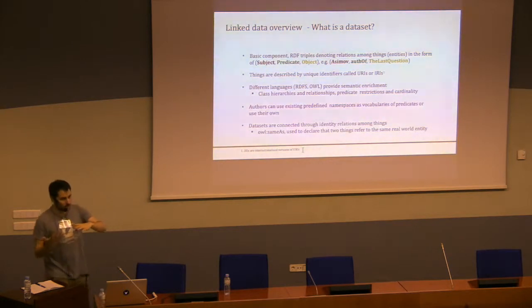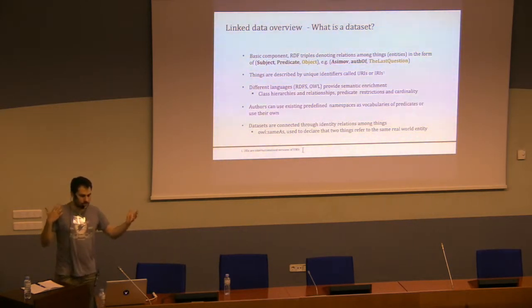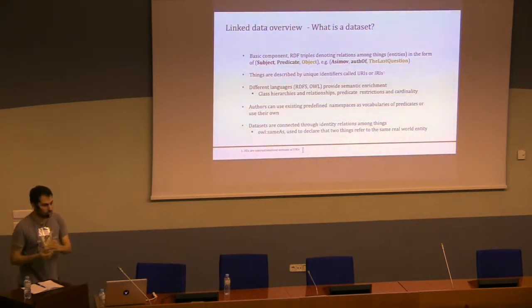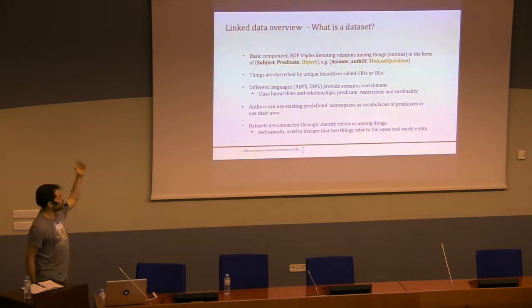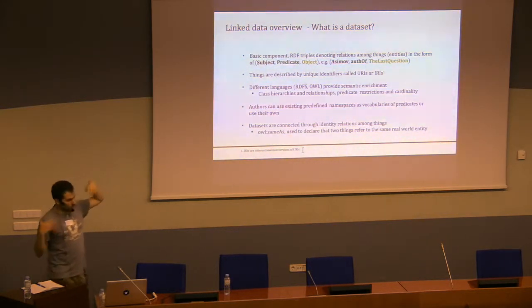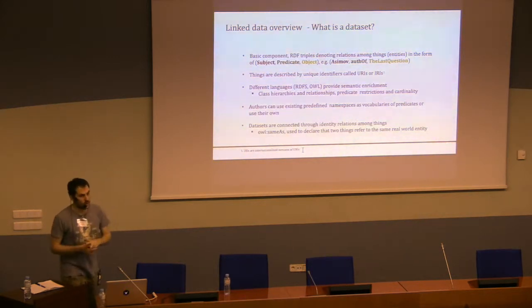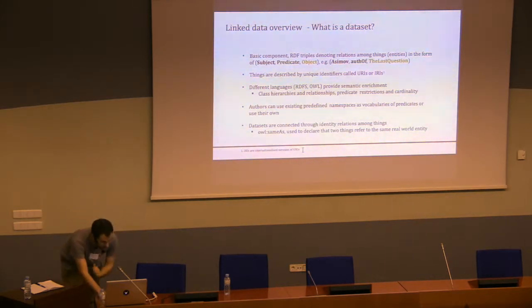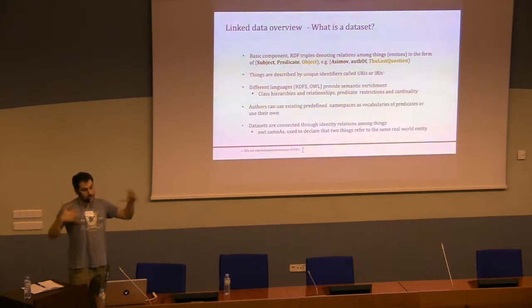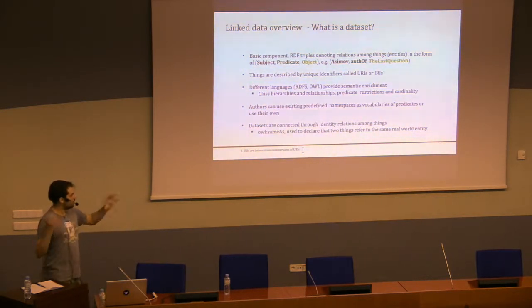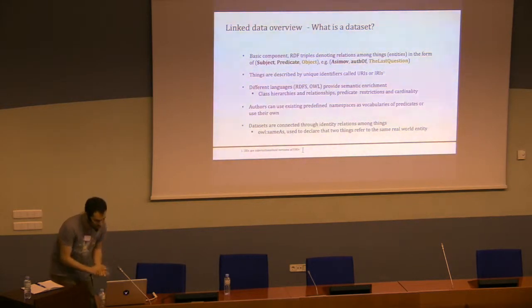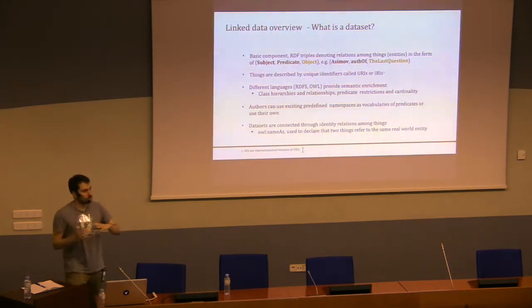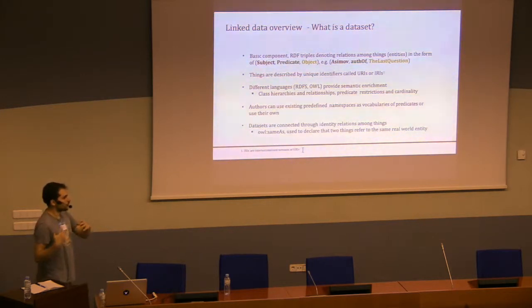So the basic component is RDF, which basically states that all things, entities, and their relationships can be described in triples: subject, predicate, and object, so that, for instance, Asimov is the author of The Last Question essay, or what it was exactly. These things are described by unique identifiers called IRIs or URIs. IRIs is the correct notion. And from then on, the other layers are suggested, not enforced on dataset authors.